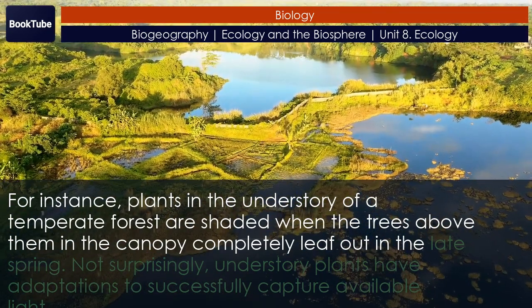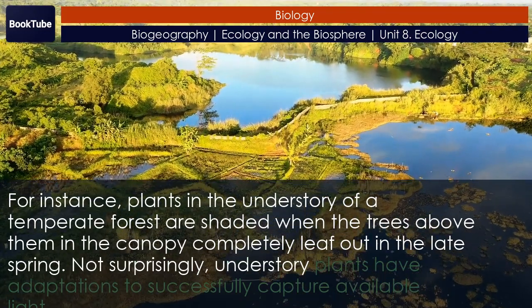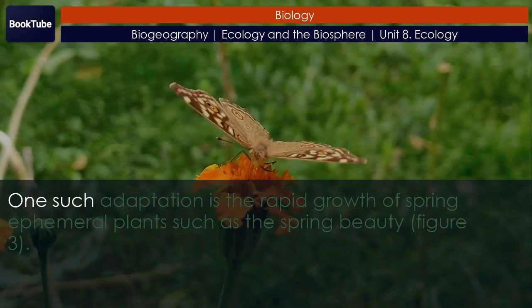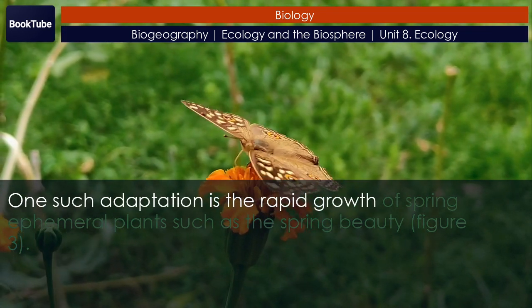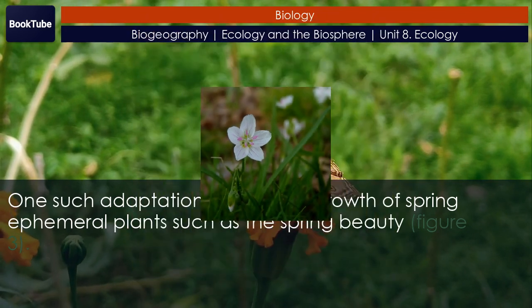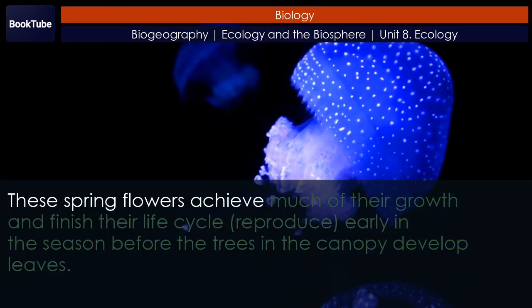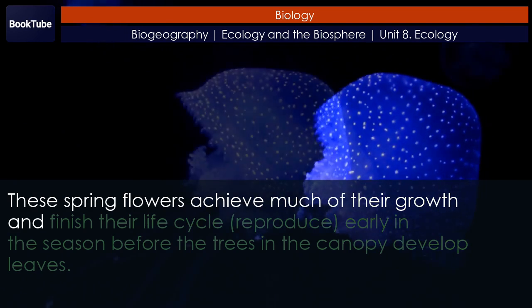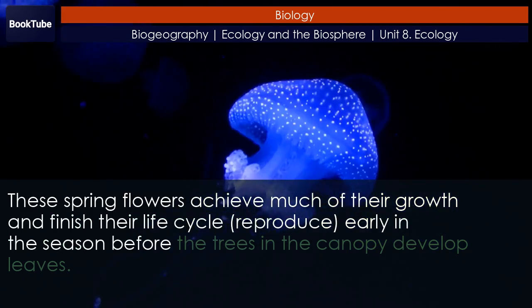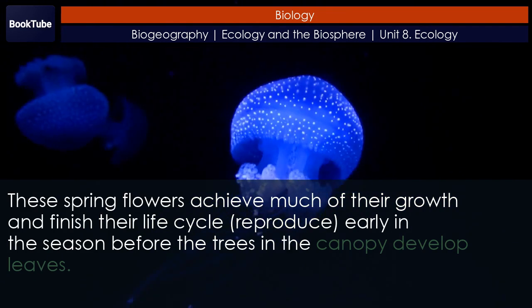Not surprisingly, understory plants have adaptations to successfully capture available light. One such adaptation is the rapid growth of spring ephemeral plants such as the spring beauty. These spring flowers achieve much of their growth, finish their life cycle, and reproduce early in the season before the trees in the canopy develop leaves.